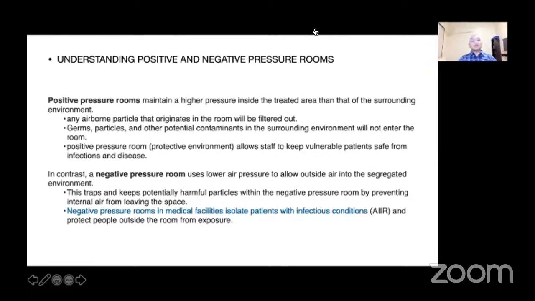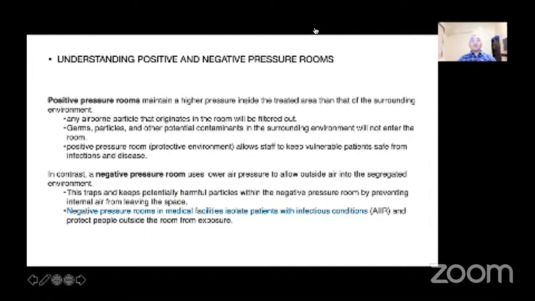Now let us discuss the positive pressure room and the negative pressure room. There was a lot of discussion in this COVID time about creating negative pressure rooms. Now, what is a positive pressure room? Here higher pressure is maintained inside the treated area than the surrounding environment. So essentially, a positive pressure room allows staff to keep vulnerable patients safe from infection and disease. A non-infected patient will not get infected from the surrounding air and the surrounding personnel.